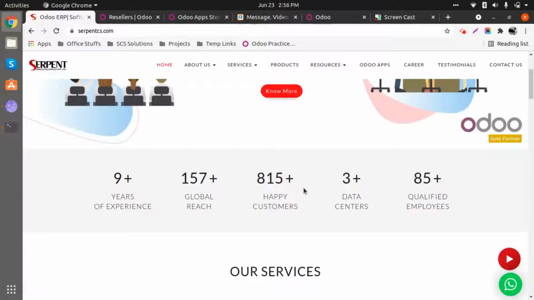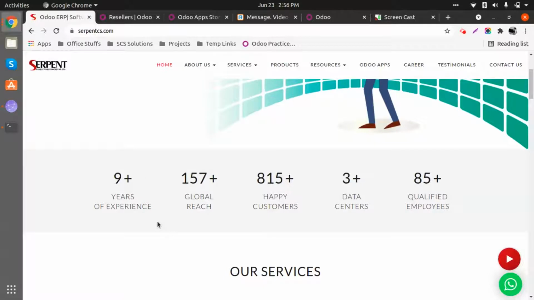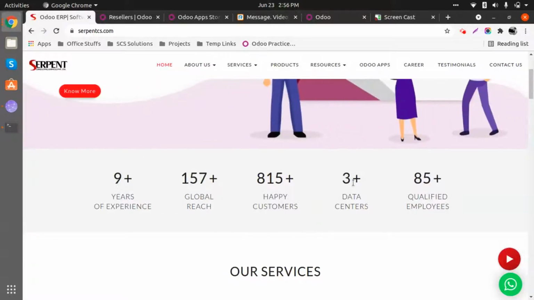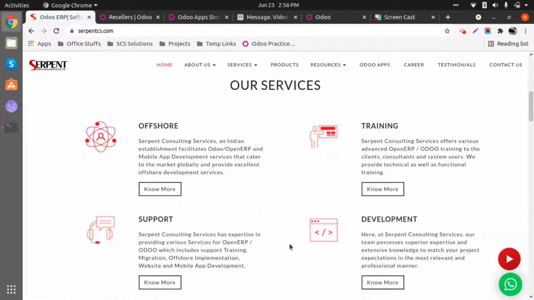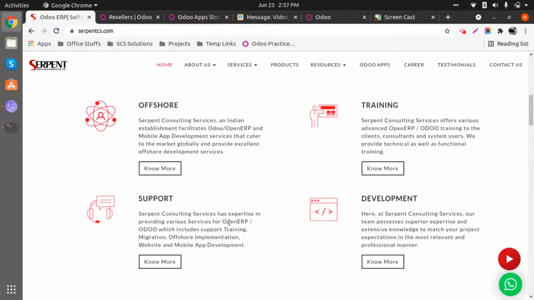As you can see on the screen, these are some of the interesting numbers. We have 9+ years of experience, which means that we have been in the ERP market for almost a decade. We have 157 plus global reach in terms of the clients we have served so far, 800 plus happy customers, 3+ data centers, and a total of 85 plus qualified employees, and that is just the actual number of developers we have onboard. So currently we are 100 plus people, wherein the rest would be functional consultants, and some of the guys are certified consultants as well.